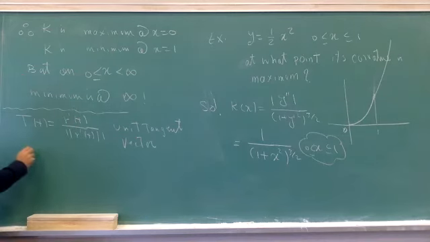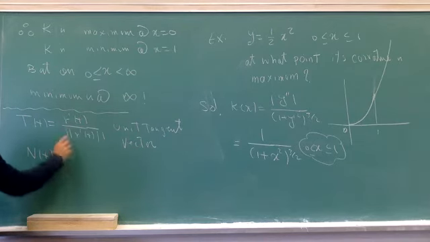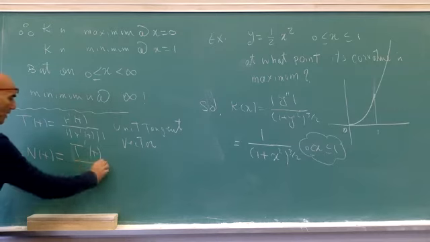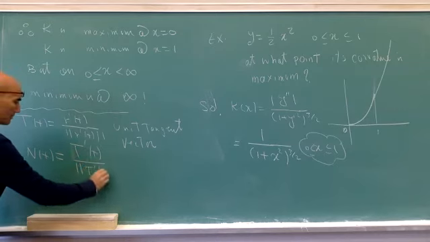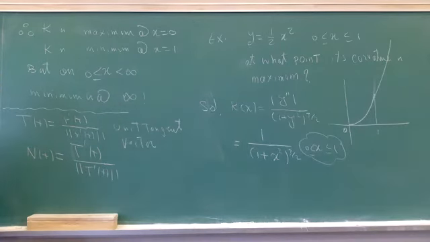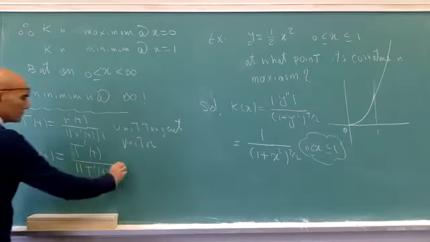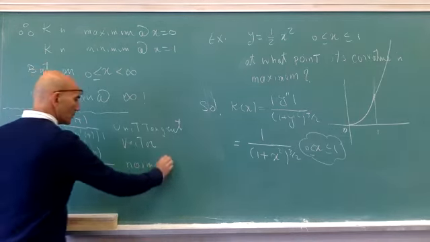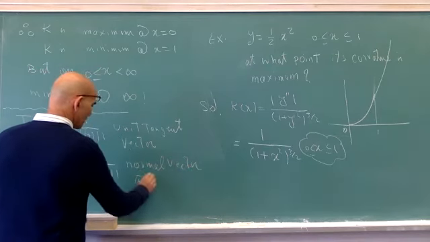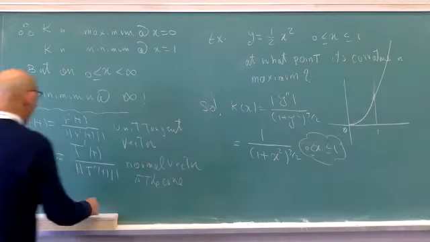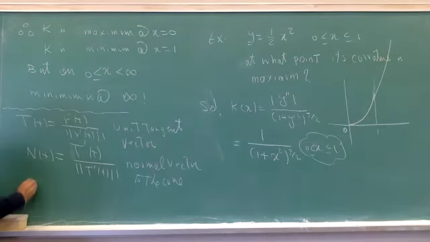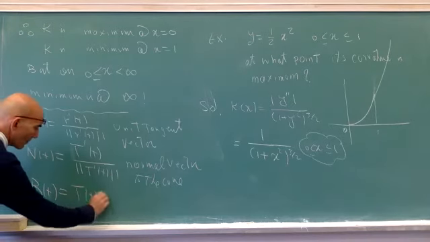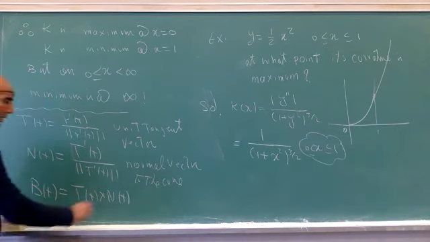Now the second vector we are going to define is this normal vector N of t. This is equal to T prime of t divided by the norm of T prime of t. This is called the normal vector to the curve. And finally, we define a third vector, which is B of t, which is T cross product with N. And this is called the binormal.